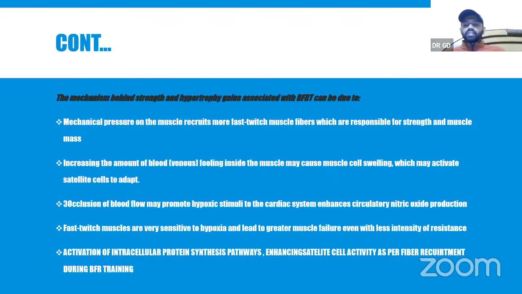And the second one: when you do exercise, you actually feel the pump, the venous congestion. Even without BFRT you feel venous congestion. That is because of accumulation of venous blood inside the vessels of your muscles. This is directly proportional to muscle growth. How? When the muscles are congested with blood, that stimulates the satellite cells. Satellite cells are what we call the daughter cells.